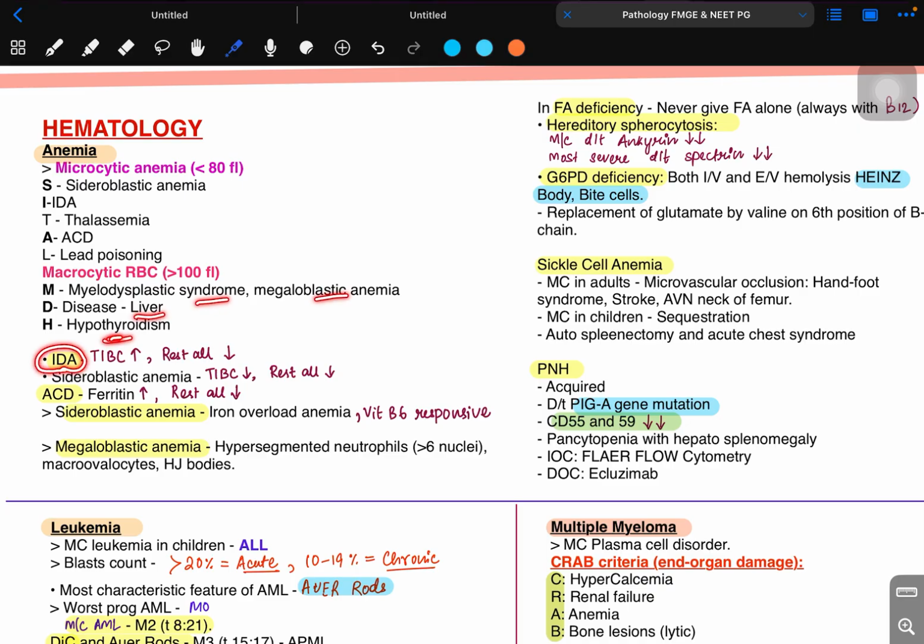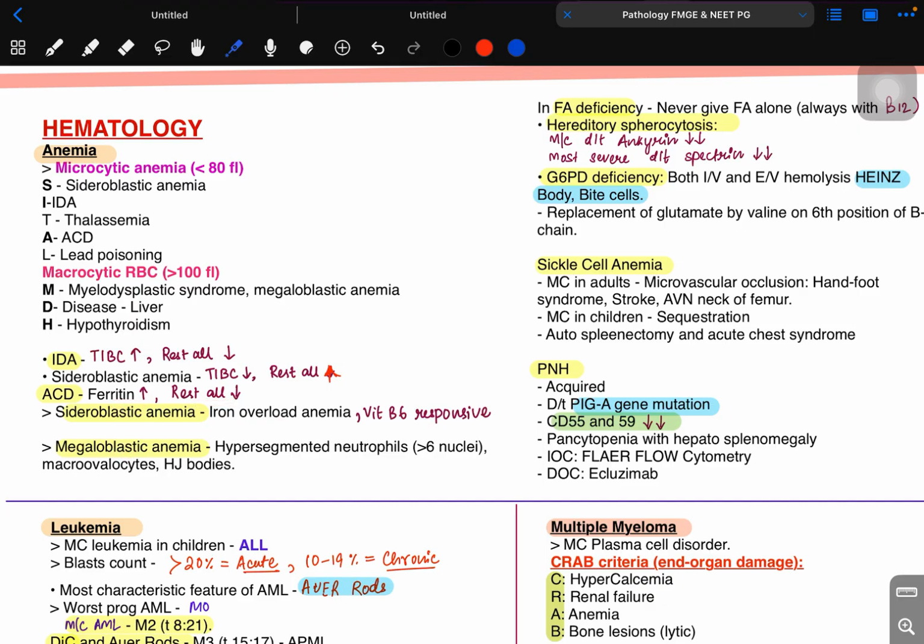In iron deficiency anemia, only TIBC, total iron binding capacity, will increase, rest all the parameters will decrease. In sideroblastic anemia, it is the opposite of iron deficiency anemia. Sorry, here it's a correction: TIBC will decrease, rest all will increase. And in anemia of chronic disease, ferritin will increase, rest all will decrease. Sideroblastic anemia is actually an iron overload anemia, and it is vitamin B6 responsive.